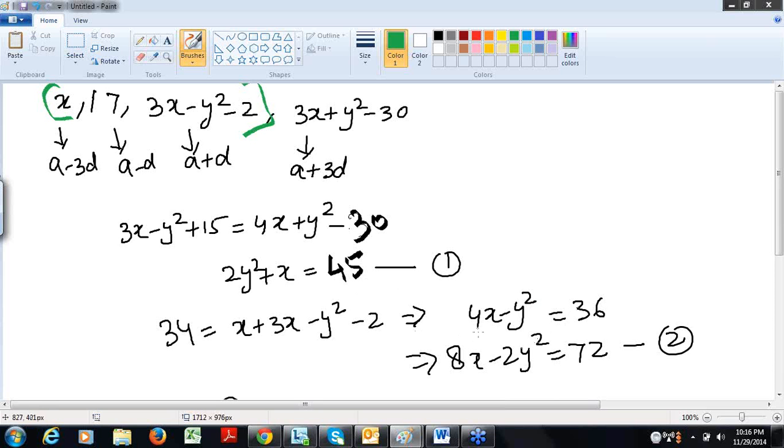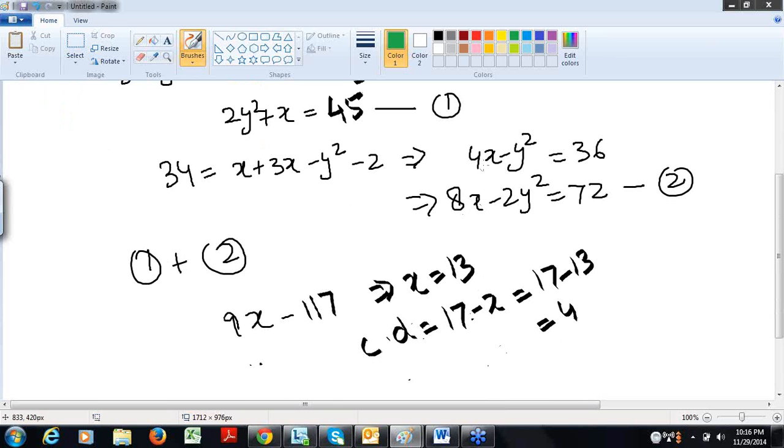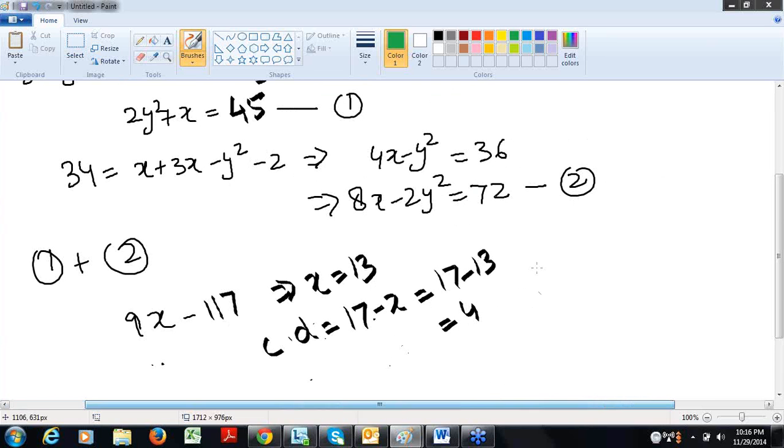Now we have equation 1 and equation 2. Just double it: 4x minus y square is equal to 36, so double of it is 8x minus 2y square is equal to 72. Now we have equation 1, and this equation as equation 2.